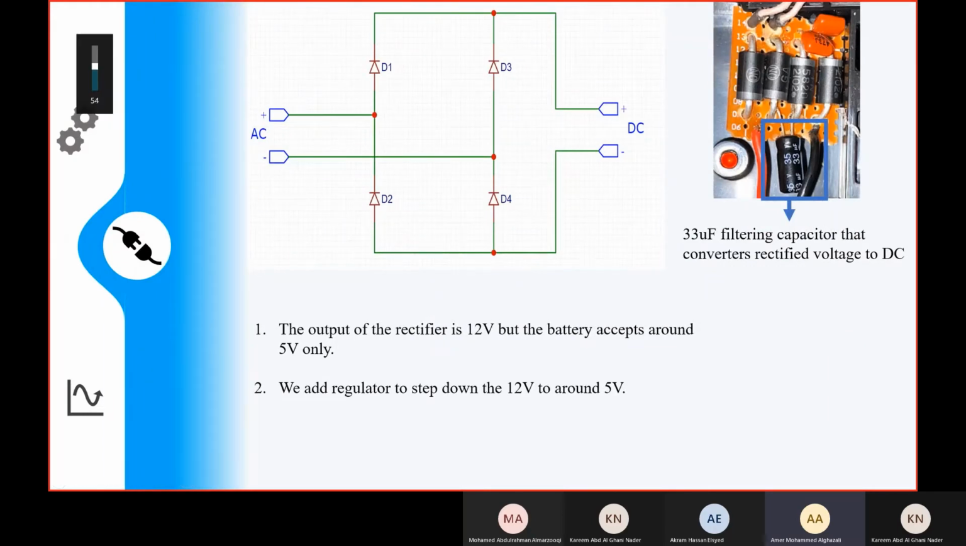However, the output is 12 volts, whereas the battery charges on 5 volts. Thus, we add a regulator to step down the 12 volts to around 5 volts.